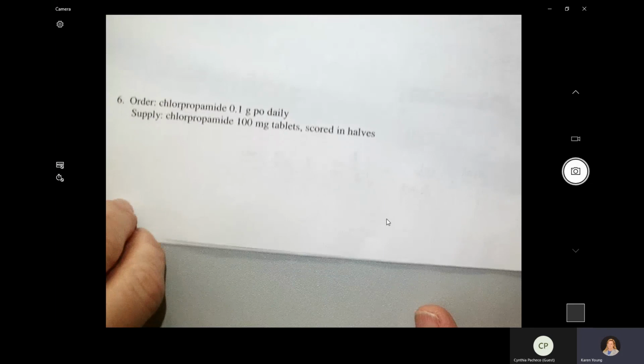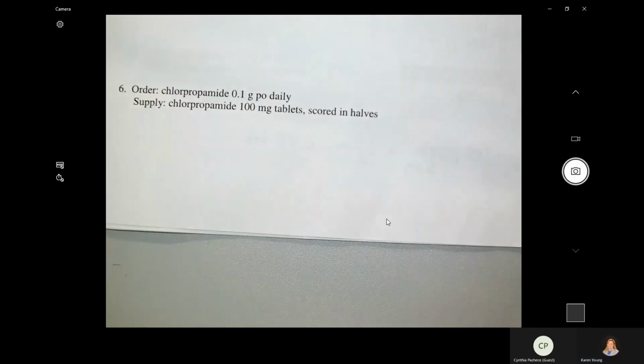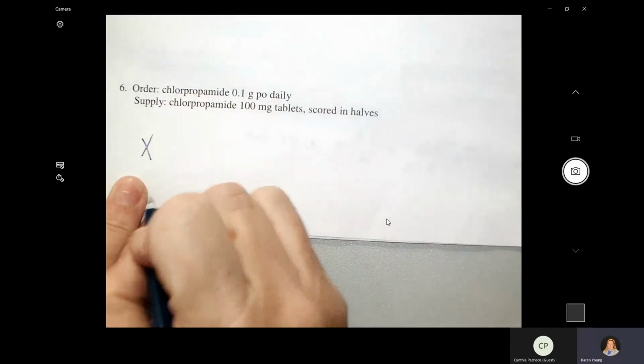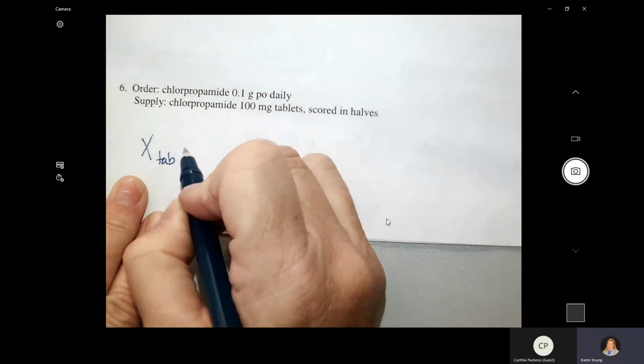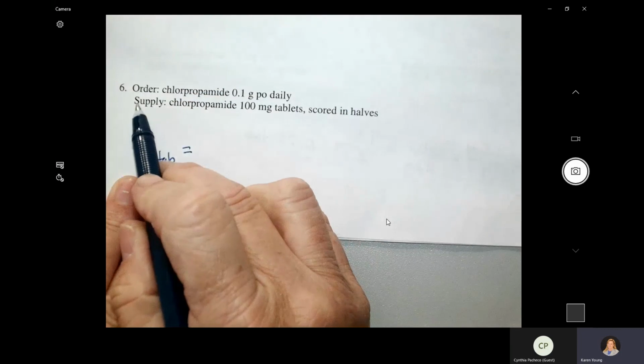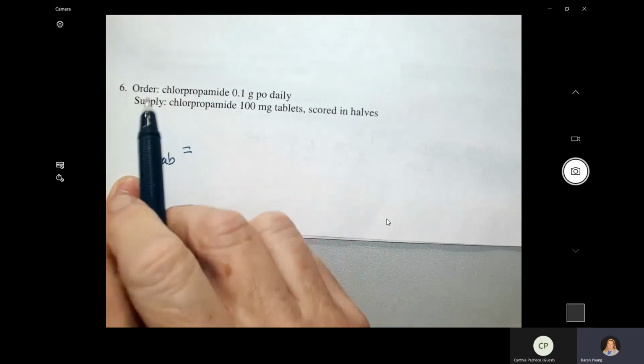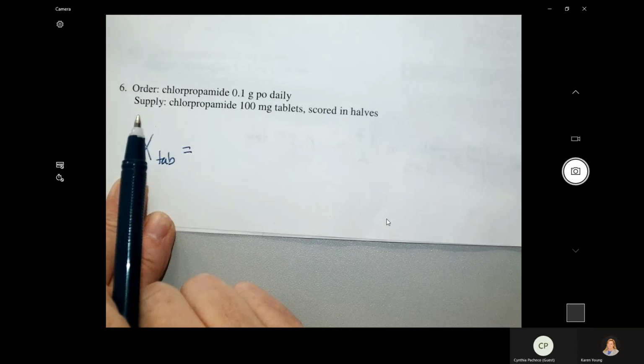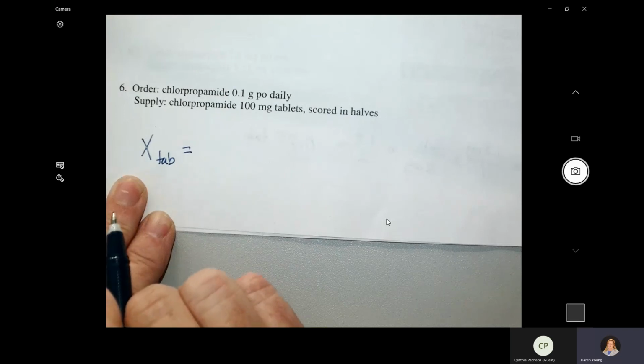All right, I'm going to let y'all try this one, number 6. Chlorpropamide, I don't know how to say that one. So this time we don't have a label. We're just told what we have. And a lot of your test questions, you'll see that.